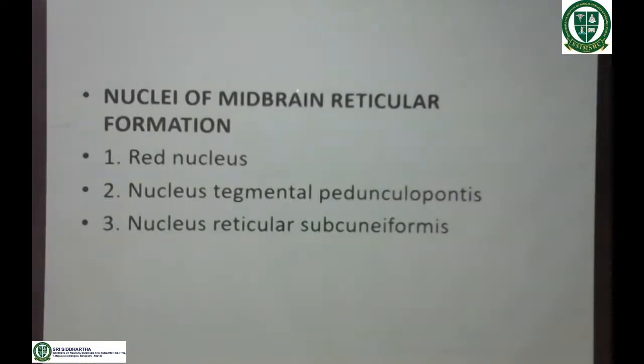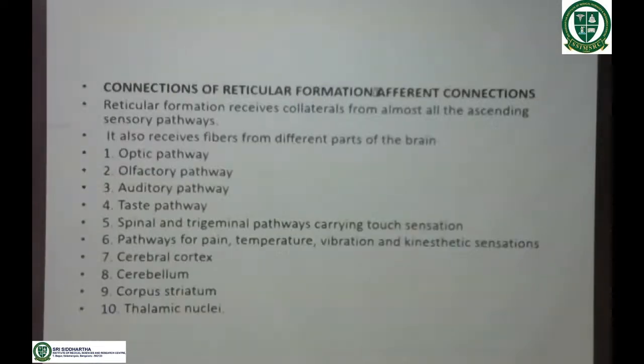Then the nuclei of the midbrain reticular formation. It has the red nucleus, nucleus tegmental pedunculopontis, and nucleus reticularis subtuberiformis. So these are the 3 nuclei of the midbrain reticular formation.